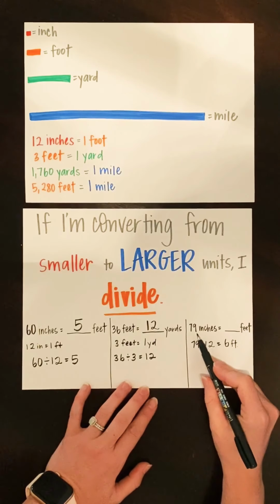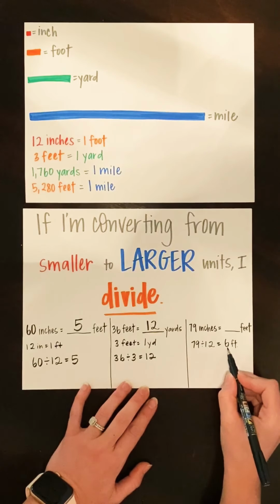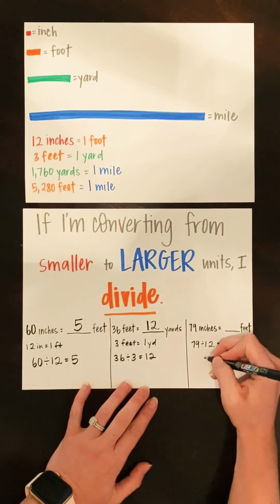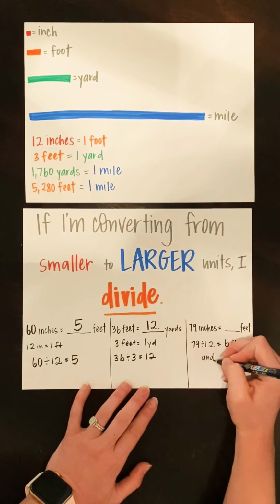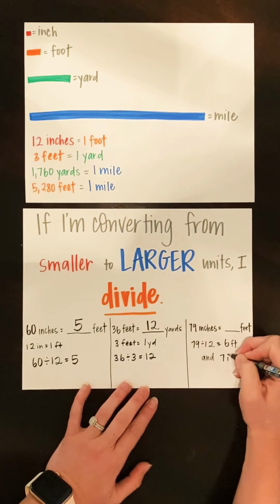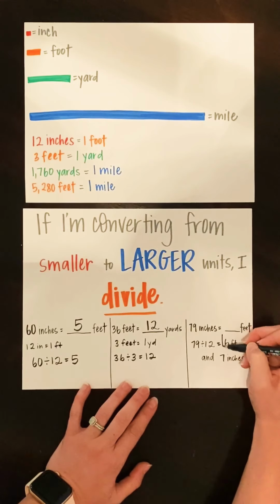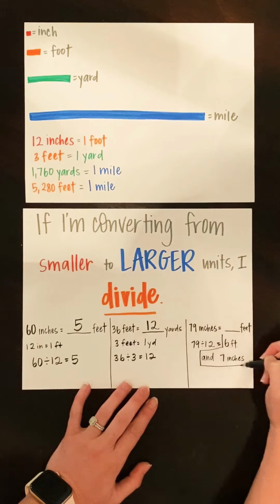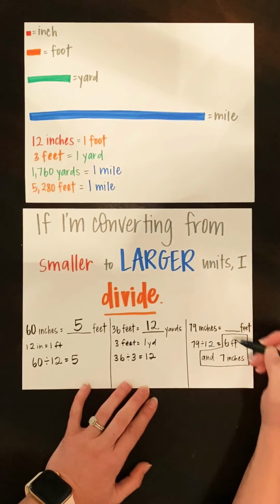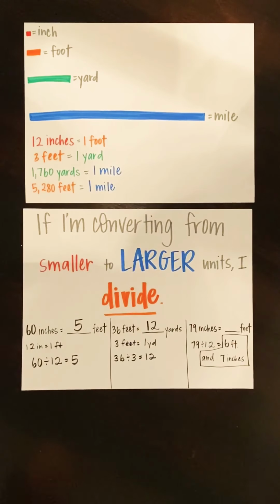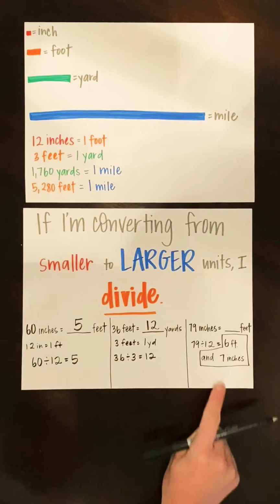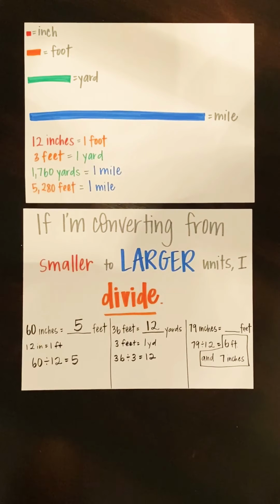So 79 inches is actually 6 feet and 7 inches. So I'm going to box all of this. 6 feet and 7 inches is the same as 79 inches.